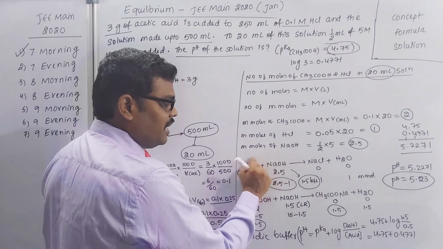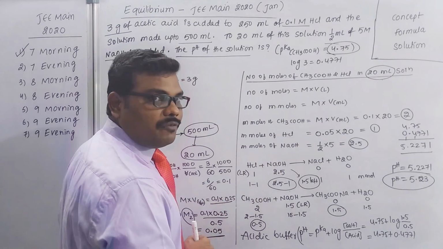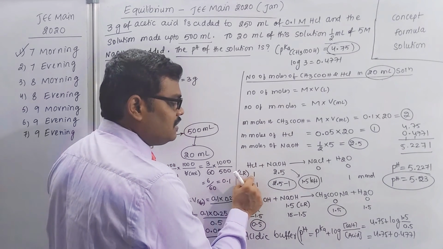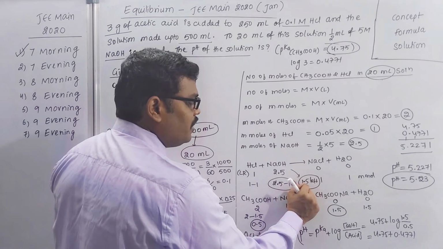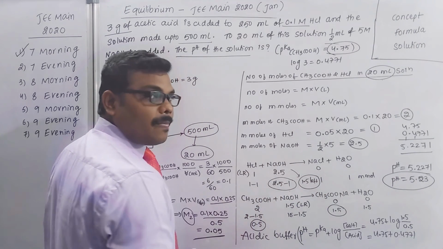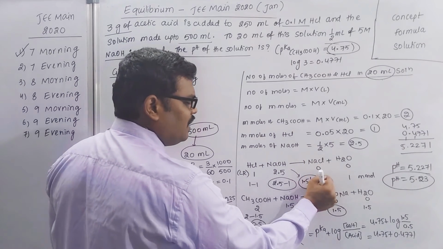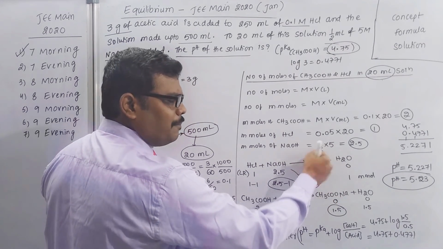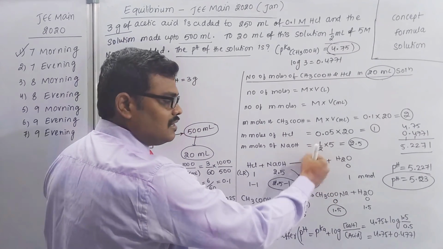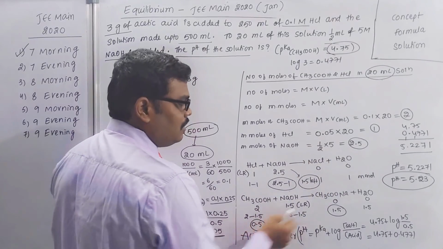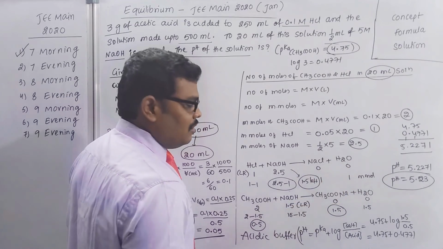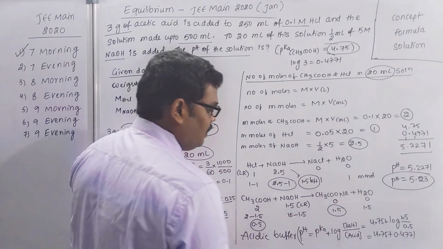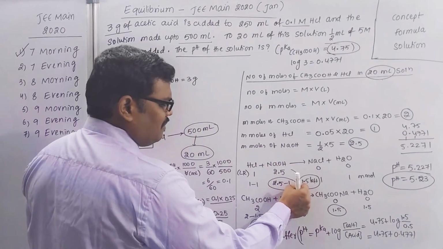If you take the balanced reaction, 1 mole of HCl requires 1 mole of NaOH. So 1 millimole of HCl requires 1 millimole of NaOH. Then the number of millimoles of NaOH left is 1.5. The number of millimoles of NaCl formed is 1, which will not affect the pH, so there is no need to consider it because it is a neutral solution. The number of millimoles of H2O formed is 1, which also does not affect the pH. Then NaOH millimoles left is 1.5.